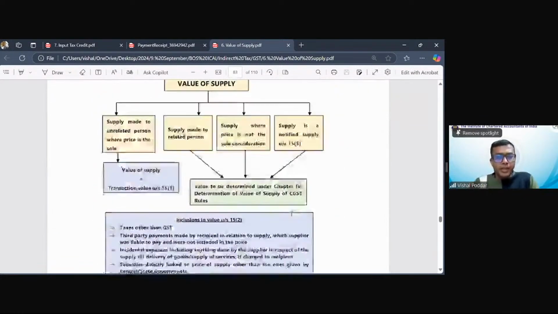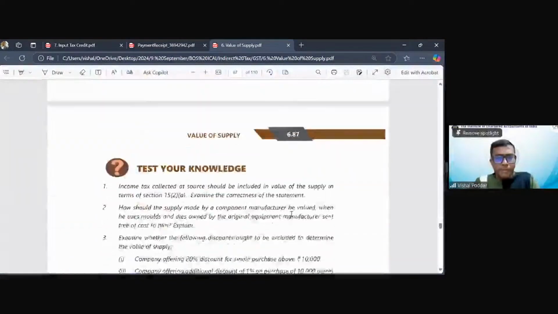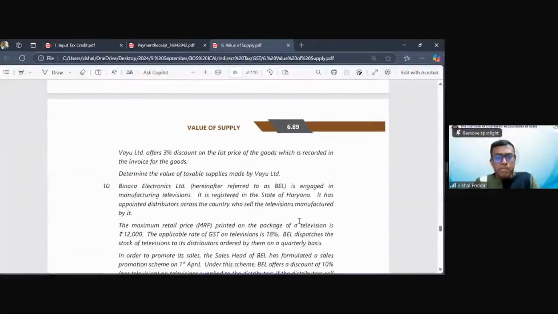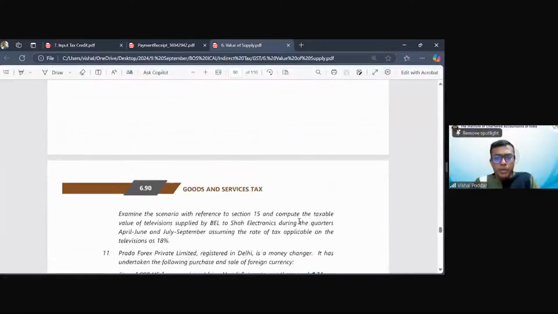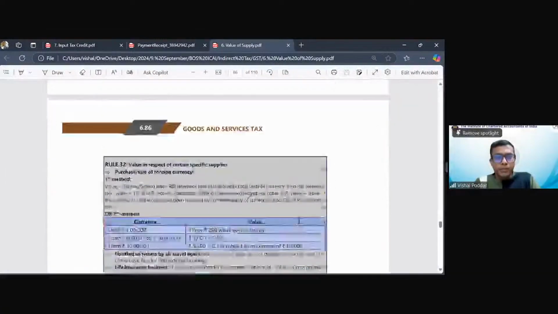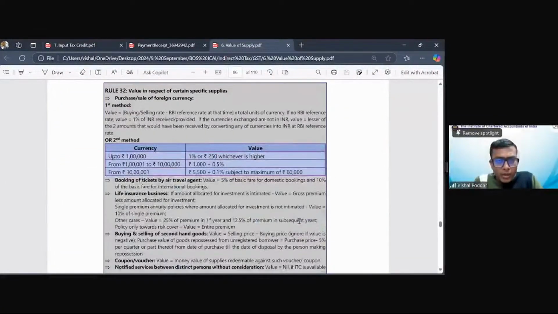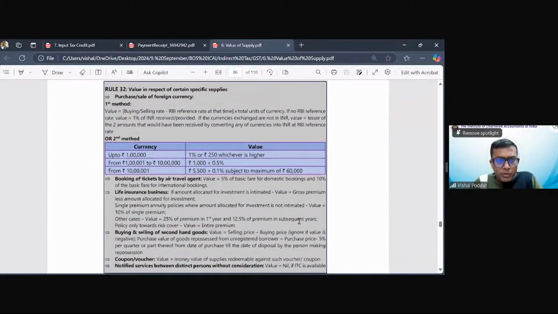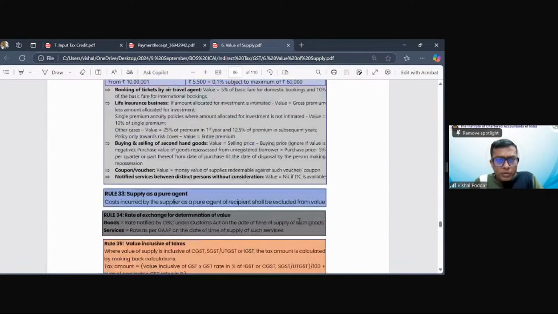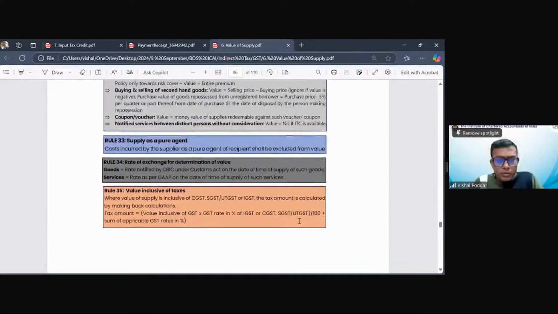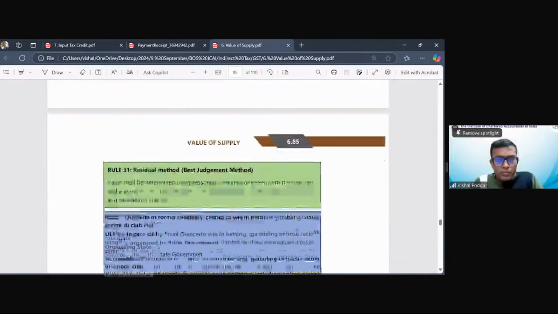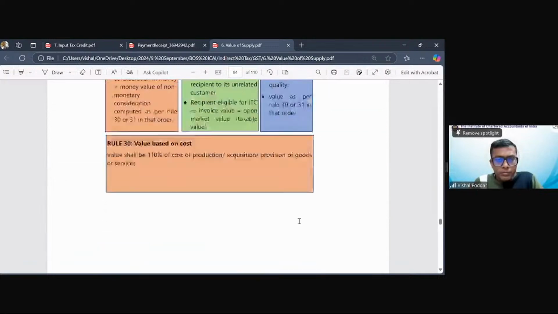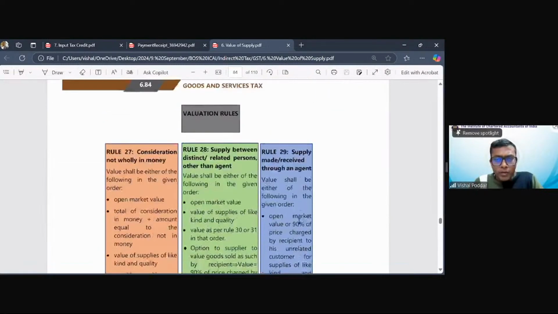Can you all see my screen? Yeah, we can see. I've opened the valuation chapter. I'm trying to locate that rule. Rule 32. 12.5%, sir. That is for renewal, 4C.